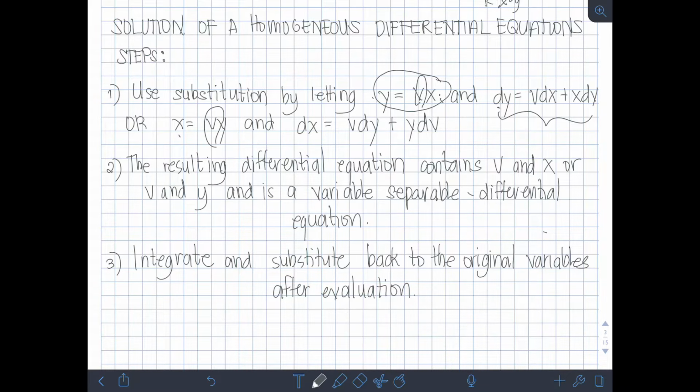Okay? Next, the resulting differential equation contains v and x or v and y and is a variable separable differential equation. So, after nating magawa yung ganitong substitution, ang magiging kalalabasan nating differential equation ay magiging variable separable, which is alam na nating i-solve base dun sa unang video ko, right? So, apply natin yon. And then, integrate and substitute back to the original variables after evaluation. So, pagka-solve natin doon sa naging variable separable DE natin, ibabalik natin yung original representation natin na y equals vx or x equals vy doon sa na-solve nating DE.